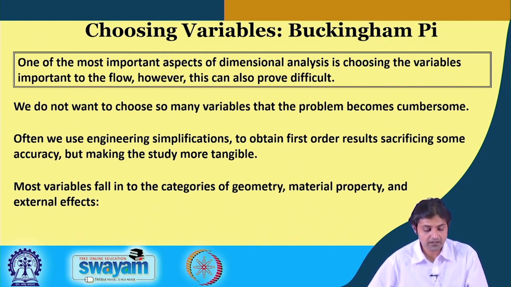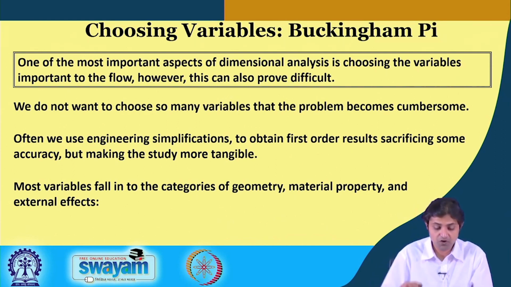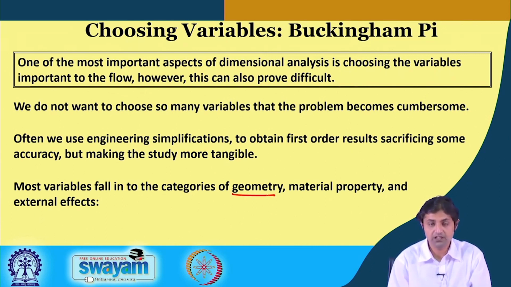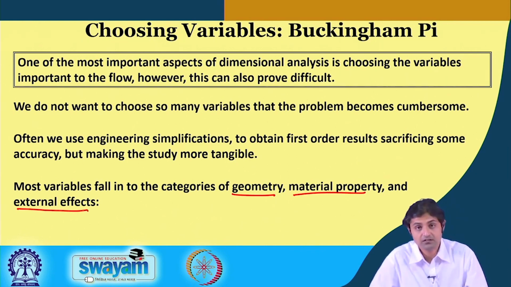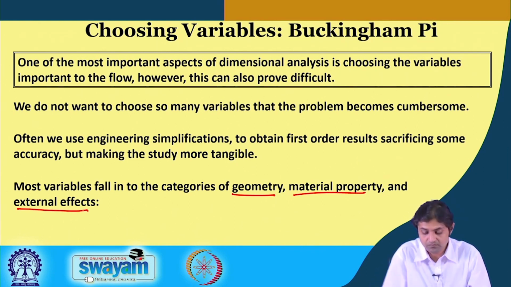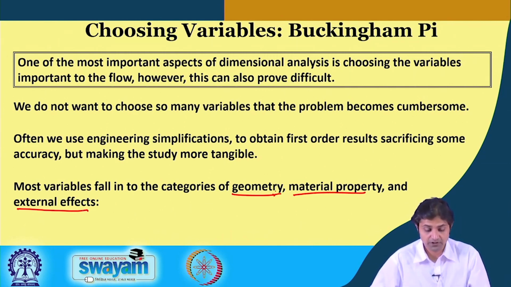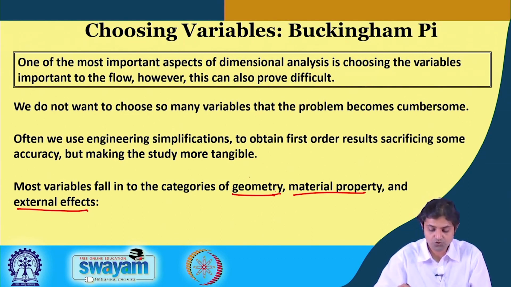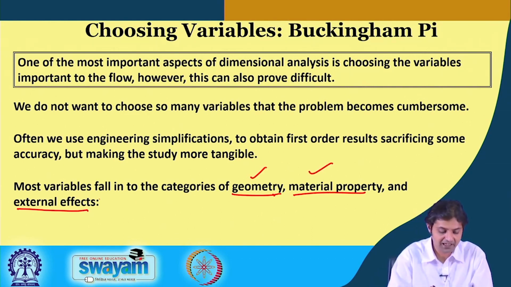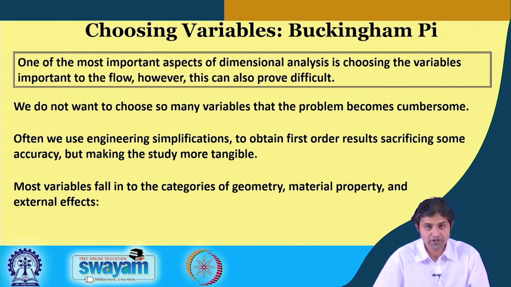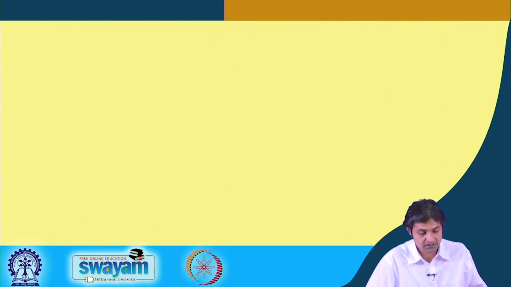While choosing these variables, we have found out that most of them will fall into one of three categories: geometry, material property and external effects. So, the best approach is to choose carefully. All the variables should fall into these, but this is only a guideline. Every problem is different, but more or less the majority of problems will satisfy these.